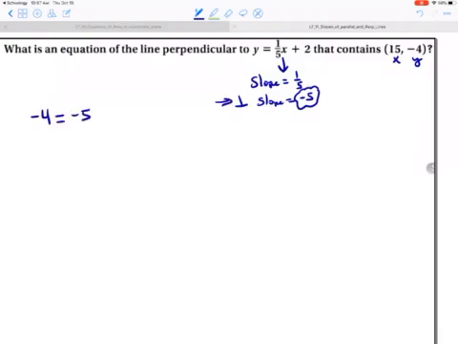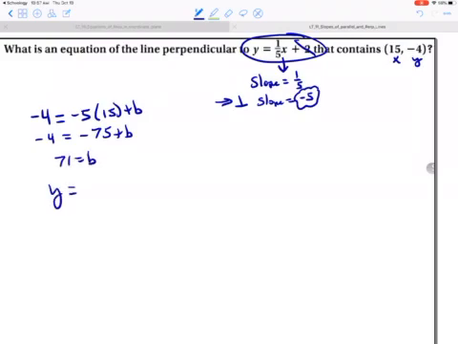Note, that's what you want to use, not the slope from this line. And notice the 2 is not something we're going to use. We've got to find the new y-intercept. So I've got my slope times 15 plus b, and solve this for b. So I get -4 equals -75 plus b, and I add 75 to both sides, so I get 71 equals b. So my equation is y equals -5x plus 71.